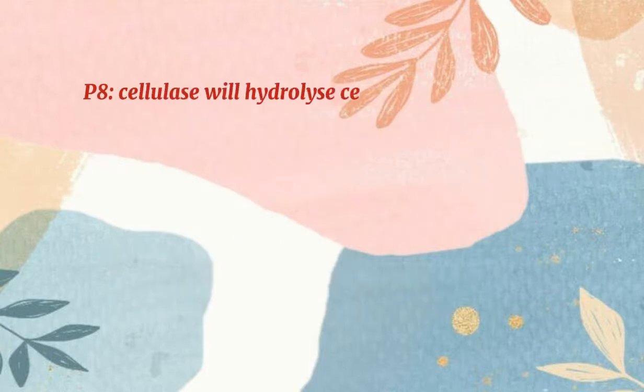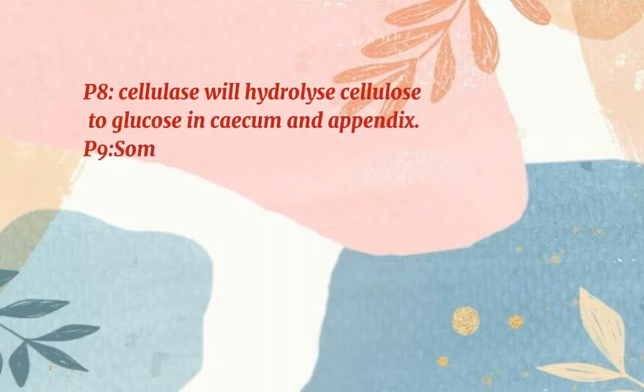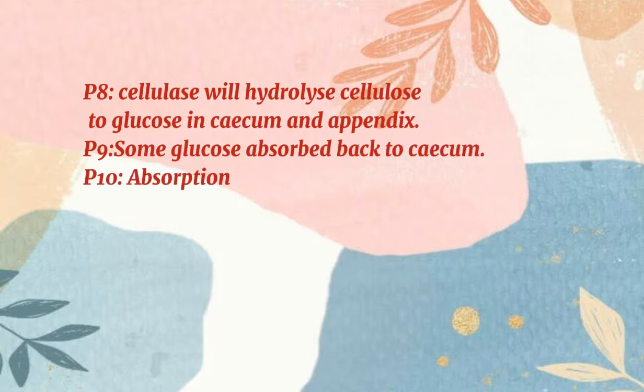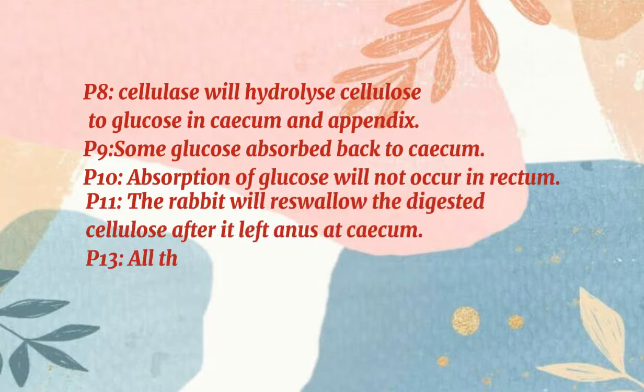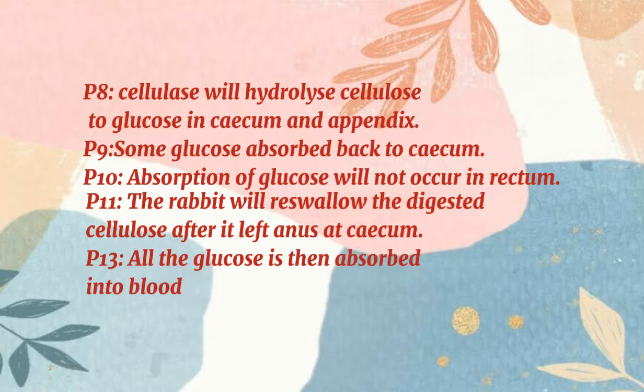Cellulase will hydrolyze cellulose to simple sugar, which is glucose, in the cecum and appendix. Hence, some glucose is absorbed back in the cecum. The absorption of the glucose will not occur in the rectum, but the rabbit will re-swallow the digested cellulose after it leaves the anus at the cecum. The condition of the feces is soft to make absorption easier. All the glucose is then absorbed into the blood capillaries of the villus in the ileum of the rodent.